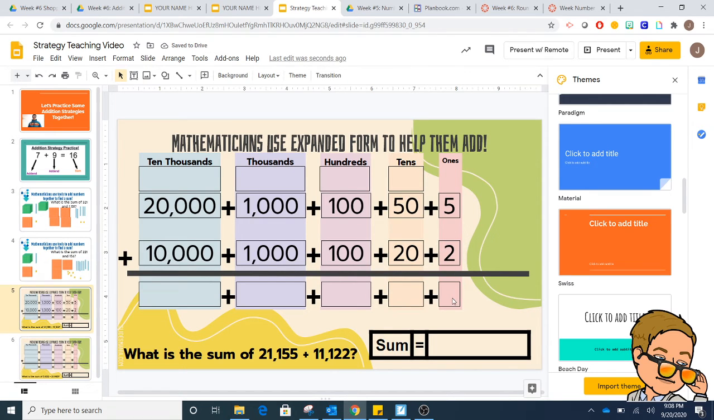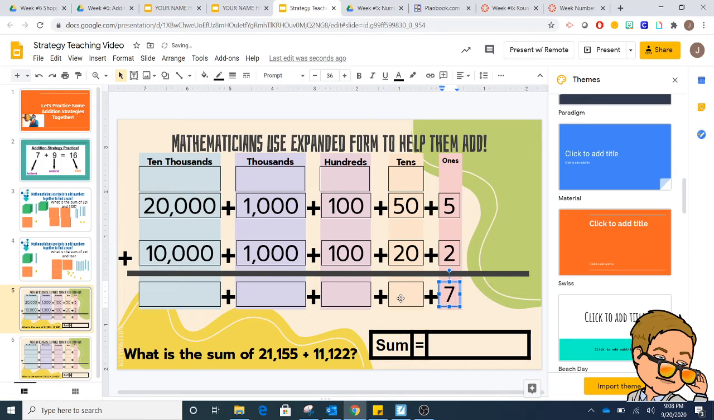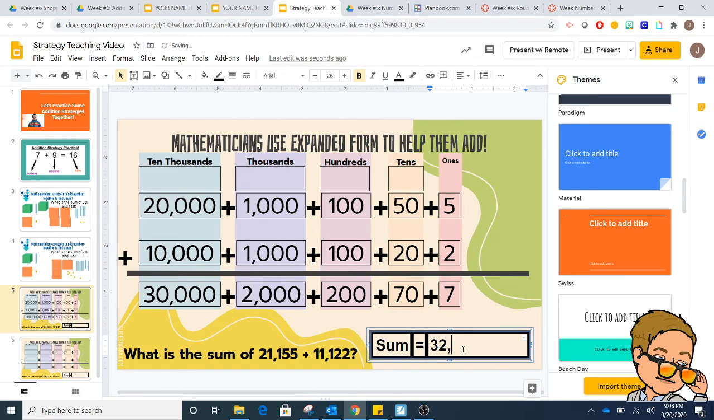5 plus 2 is 7. 50 plus 20 is 70. 100 plus 100 is 200. 1,000 plus 1,000 is 2,000. And 20,000 plus 10,000 is 30,000. Now I can put all of these together to find the sum. 30,000, so I'm going to put a 3 in the 10,000s place, 2 in the 1,000s place, 2 in the hundreds place, 7 in the tens place, and 7 in the ones place to get my final answer.